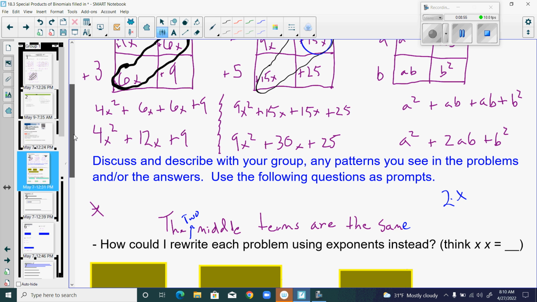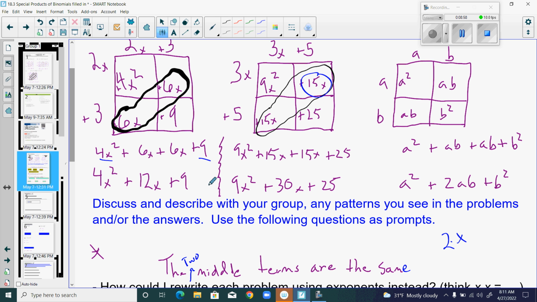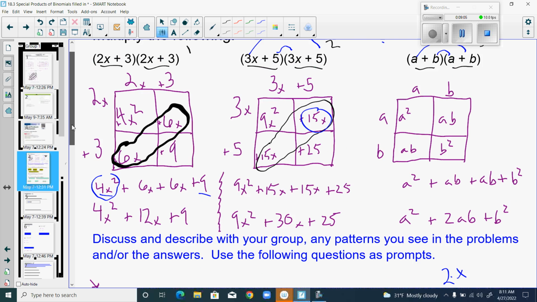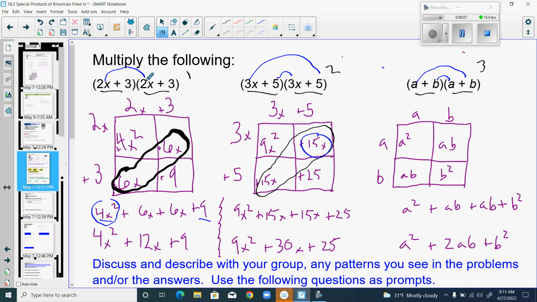So the other thing I want you to notice is the first term and the last term in each of these also has a pattern. Where am I getting the 4x squared from? Well, I'm getting the 4x squared from taking 2x times 2x. Where am I getting the 9x squared from? Well, I'm getting that from taking 3x times 3x. Where am I getting the a squared from? I'm getting it from taking a times a.